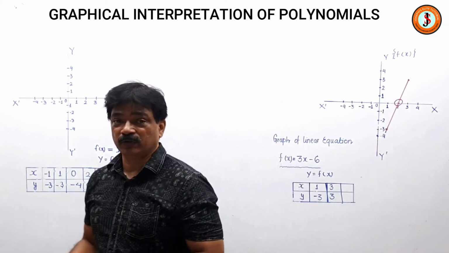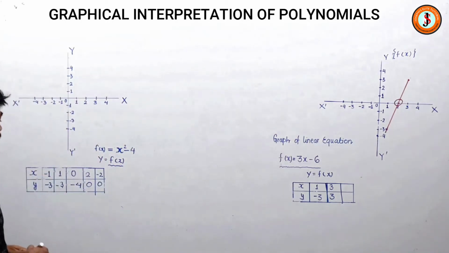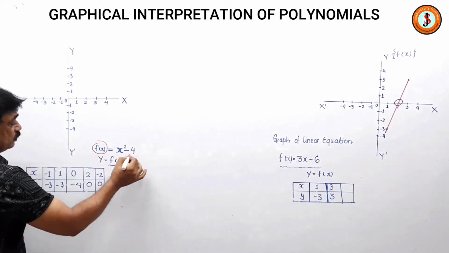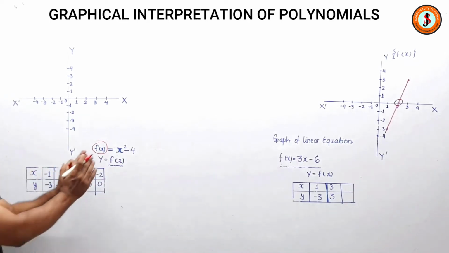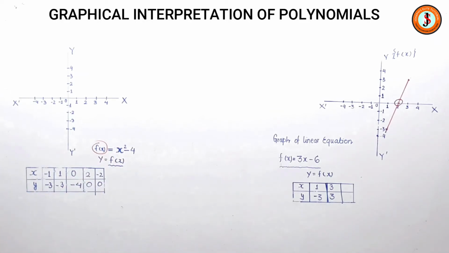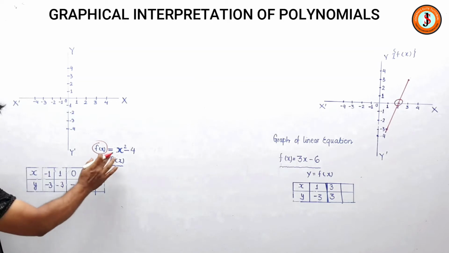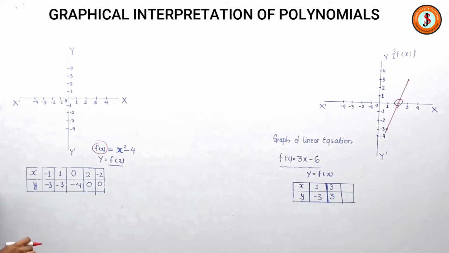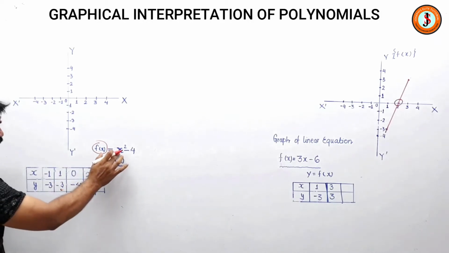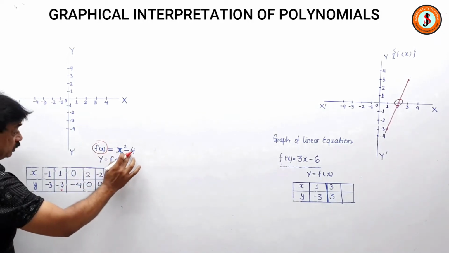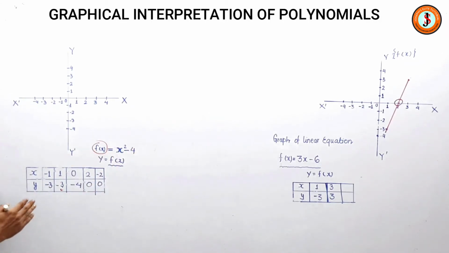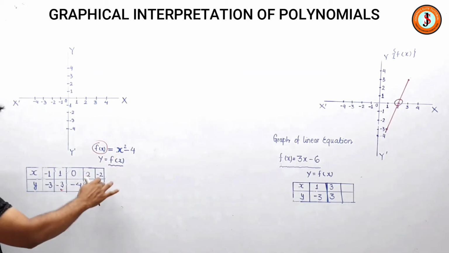Let us come to the quadratic polynomial, x square minus 4, which is a function of x. So I take y is equal to f(x). The value of y is the value of the whole polynomial. So if I put x is equal to minus 1, minus 1 whole square is plus 1, minus 4 is minus 3. If I put 1, 1 square is again 1, minus 4 is minus 3, that is okay. If I put 0, then it is minus 4. If I put 2, 2 square minus 4 is 0, and minus 2 square is also plus 4, minus 4 is 0.